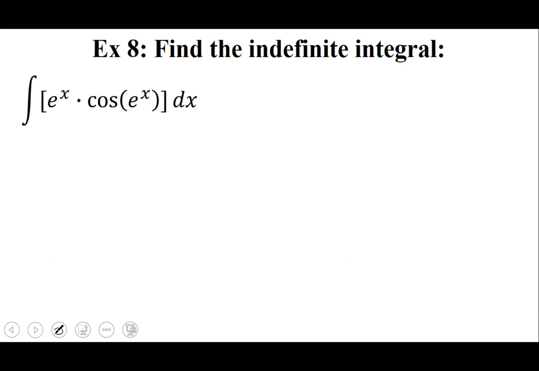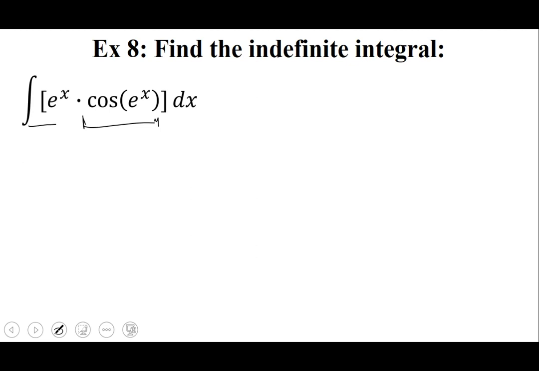Couple problems to go here. So number 8, again, take a look carefully. Even though it looks like multiplication, we're not thinking product rule. That's for derivatives only. So look at the e to the x and look at the cosine of e to the x. If you're trying to figure out which one is more complicated, you're going to look at the cosine of e to the x.